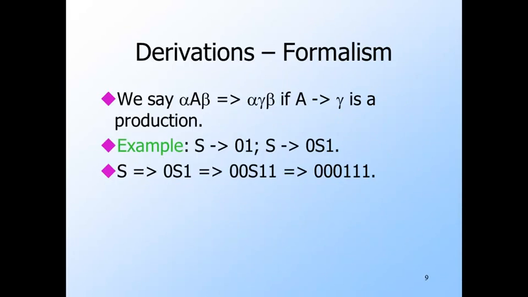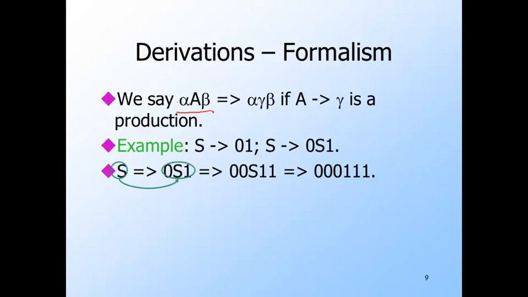Here's what the replacement looks like. You take any string that has an occurrence of some variable A, and anything to the left and right, terminals and/or variables, which is what the alpha and beta we have here suggest. You take an A production whose body is gamma, and you replace the A by gamma.